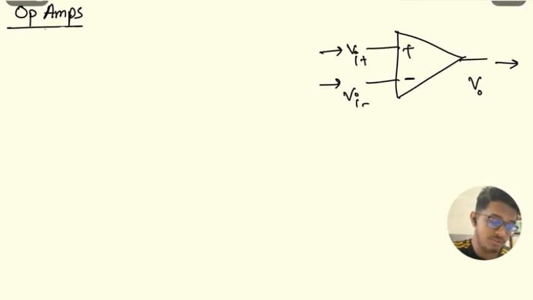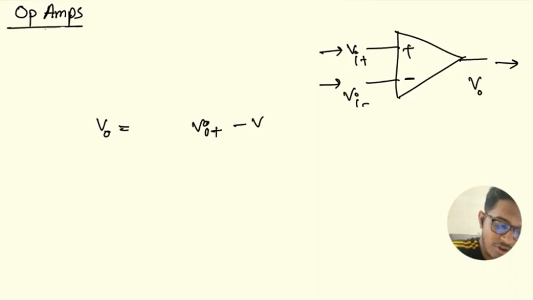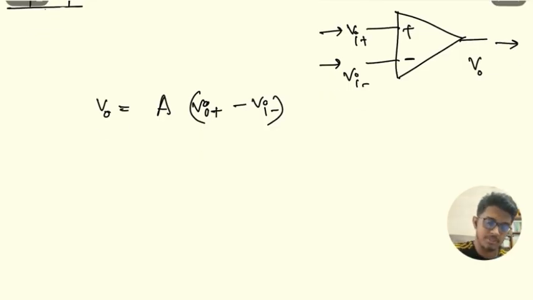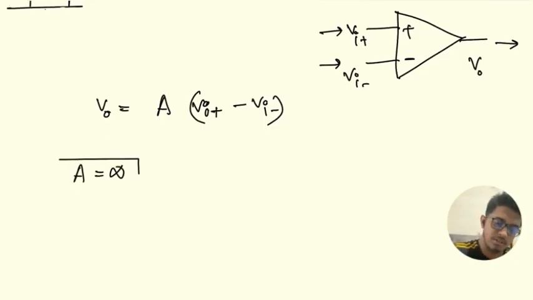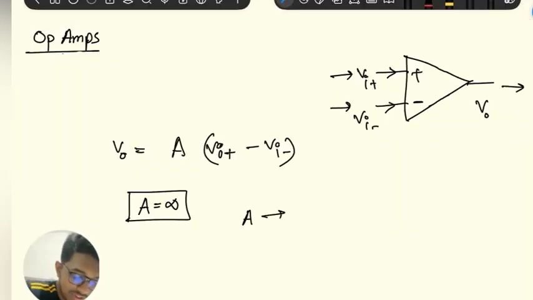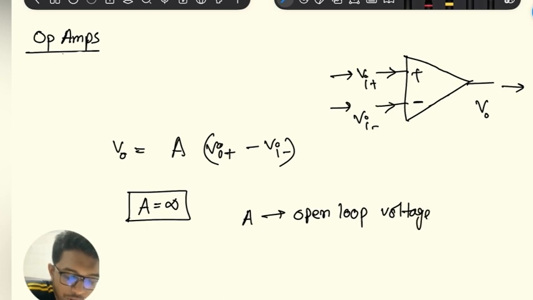Okay, so what does an op-amp do? It actually amplifies the input voltages. V0 is actually the amplified version of the difference between the input voltages, which is Vi plus minus Vi minus, and it gets amplified, so there will be an amplification factor. In an ideal op-amp, the A is generally infinity. Here, A, which is the amplification factor, has a particular name. It's called open loop voltage gain.